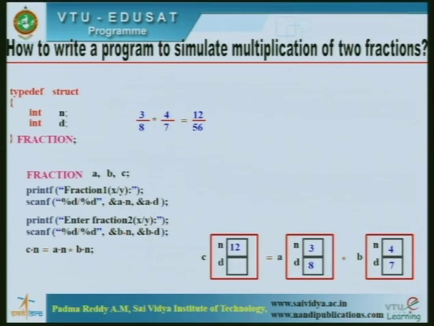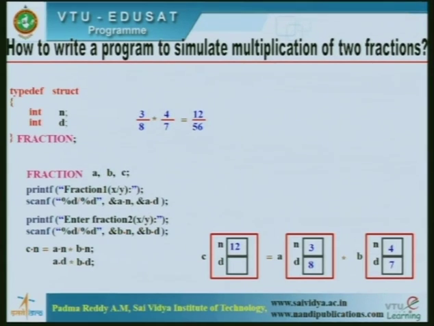Next I have to multiply the denominator. This is the first denominator 8. What is the second denominator? 7. 8 into 7. So first of all we have to access 8. How you can access 8? A dot d. How you can access this 7? You can write B dot d. Both have to be multiplied. So 7 into 8, how much? 56. That 56 should be copied into this memory location, that is C dot d. So now we get 56 here.